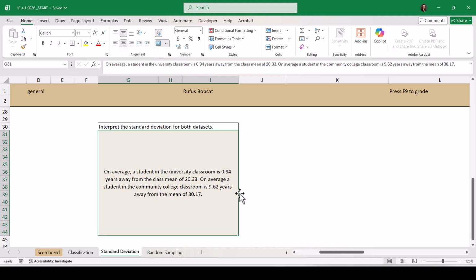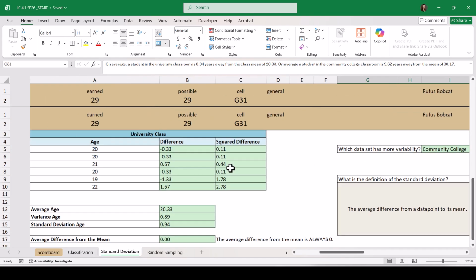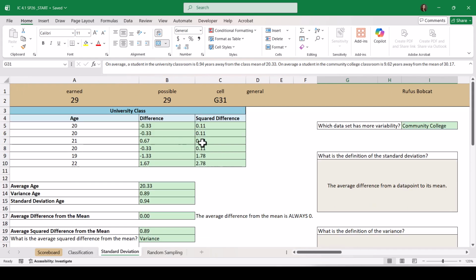All right, so this is it for the standard deviation tab. For the exam, you're going to be expected to know the definition of the standard deviation and the variance and how those values are computed, in the sense that we take the difference and we square them for the variance, and then we take the square root for the standard deviation. All right, so that is it for this tab.